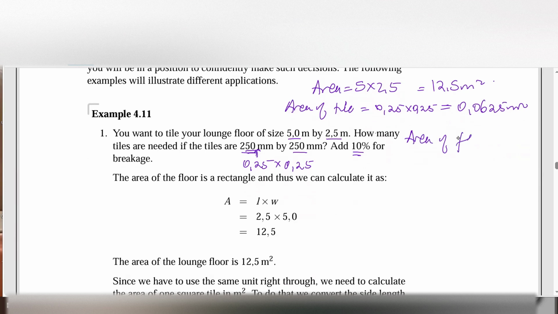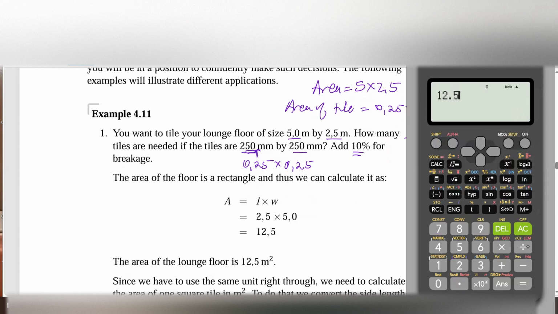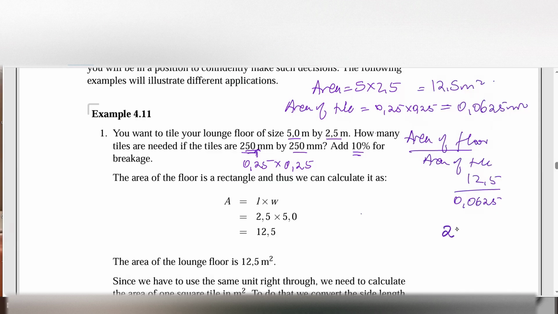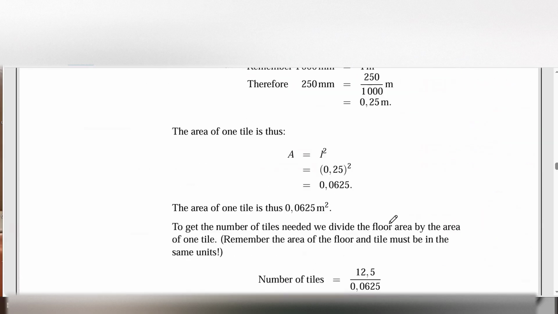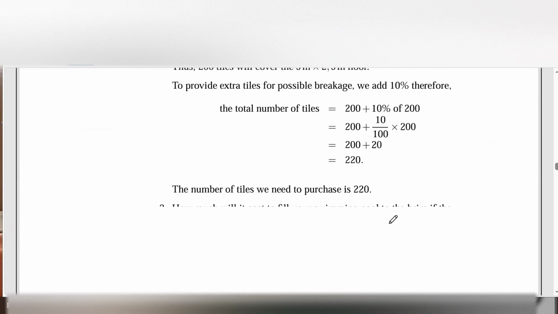So area of the floor divided by area of the tile. So 12.5 over 0.0625. That gives us 200. So we're going to need 200 tiles. But they told us we must account for the 10%. So 10 over 100 gives us 20 tiles. So in total, we're going to need 200 plus the 20, so that we end up with 220 tiles.